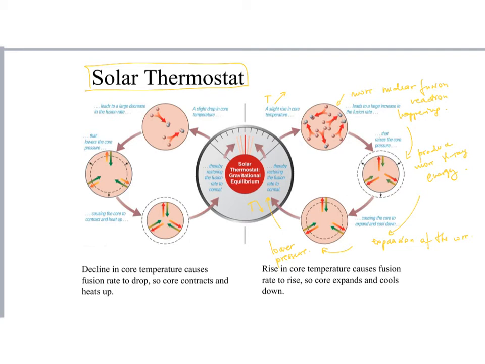Let's think about another scenario. Say there is a slight drop in temperature. So maybe the temperature went too low. What's going to happen? Well, the temperature is not going to be high enough, so T not high enough for the fusion to happen. So that means less gamma rays will be produced.